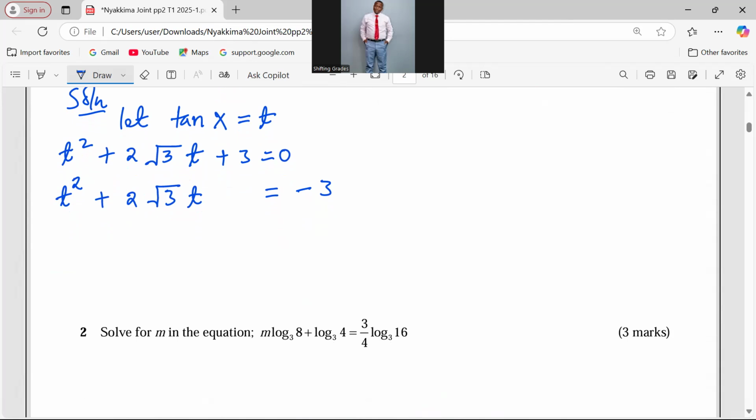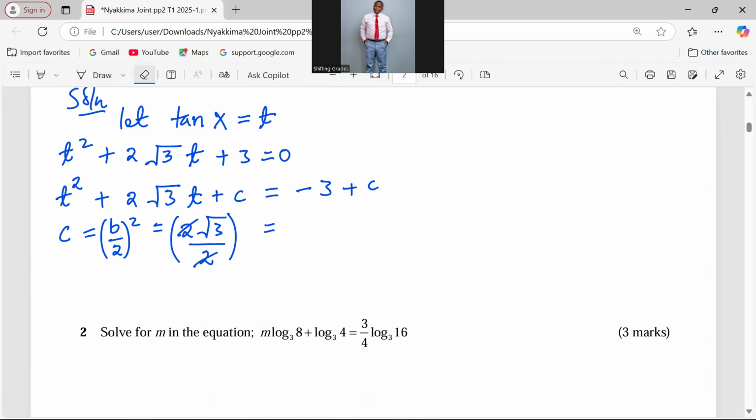Remember, I'm solving using what we call the completing the square method. So I will add a constant to this side, then I also add the same constant to the right-hand side. How do we get this constant such that the left-hand side becomes a perfect square? This constant is given by b over 2, squared. So 2 root 3 over 2, then we square. Now this is going to be root 3 squared, which becomes exactly 3. So we are adding 3 to both sides.